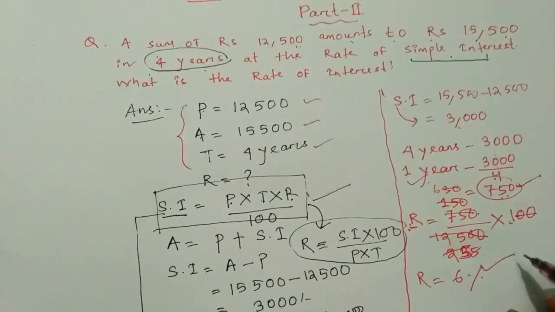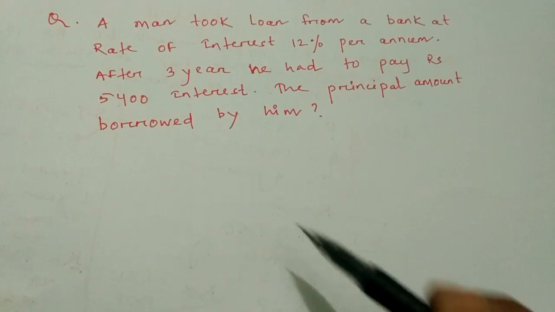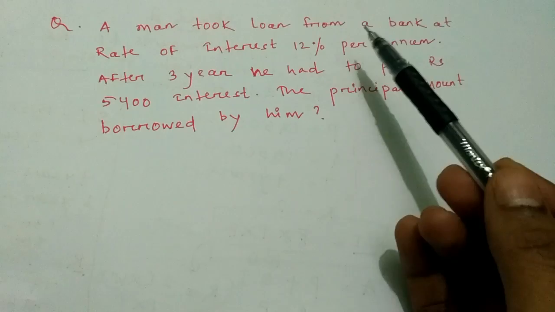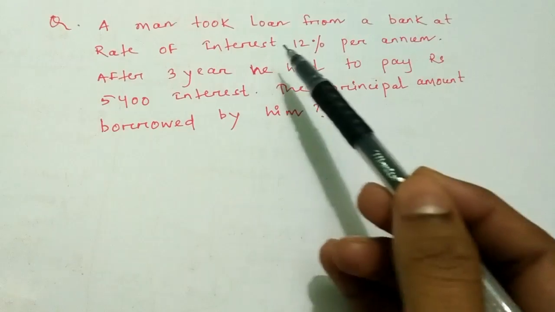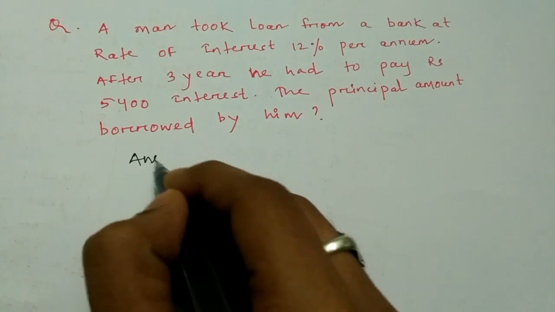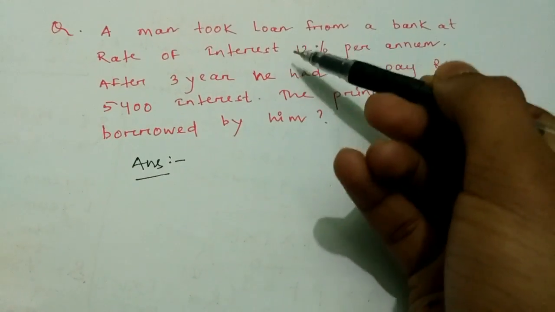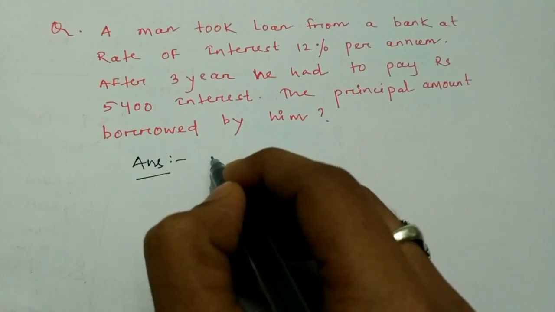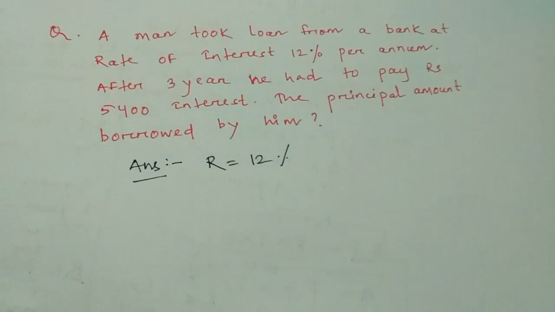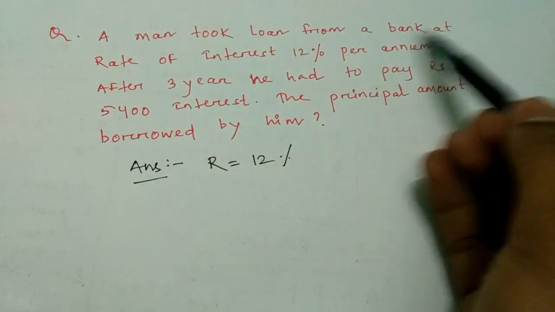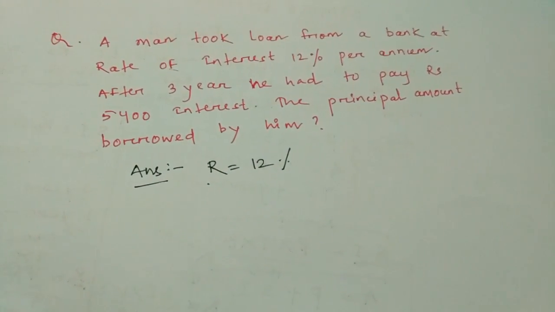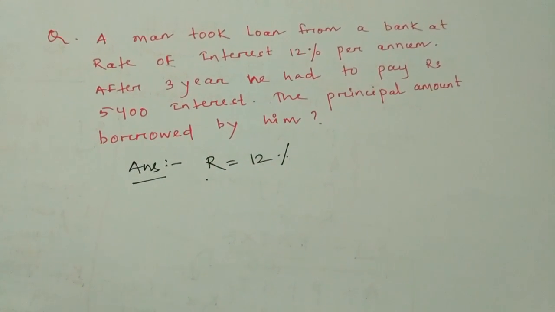You got the answer. So friends, here is another question. A man took a loan from a bank at the rate of interest 12% per annum. If you read the first sentence, just write it down here. That rate of interest is given as 12%. If you read this sentence and write it down, then you do not need to read the question twice or thrice to understand this.